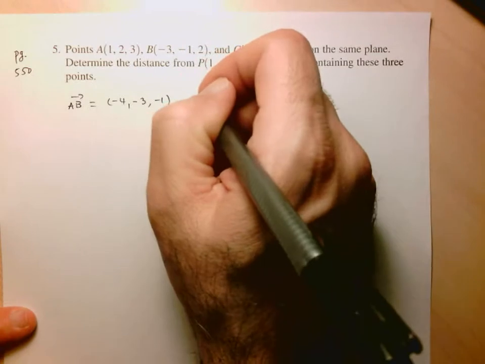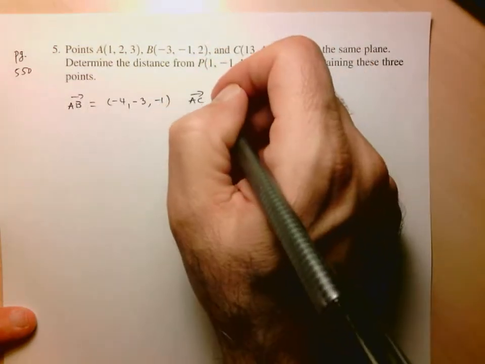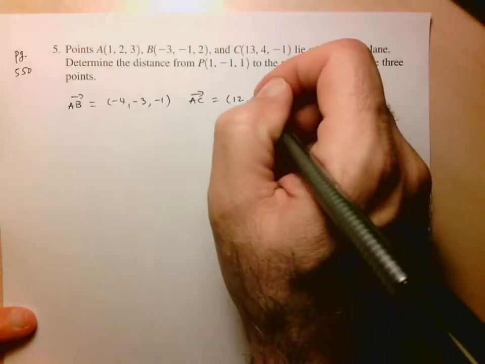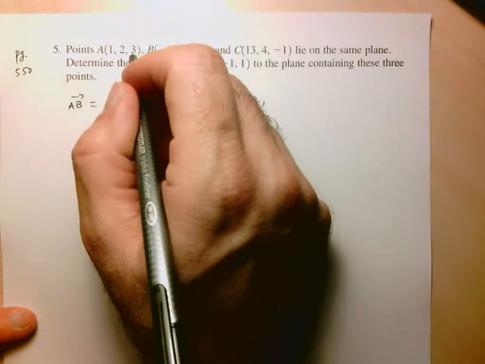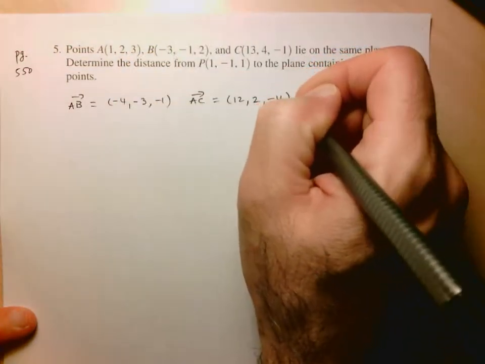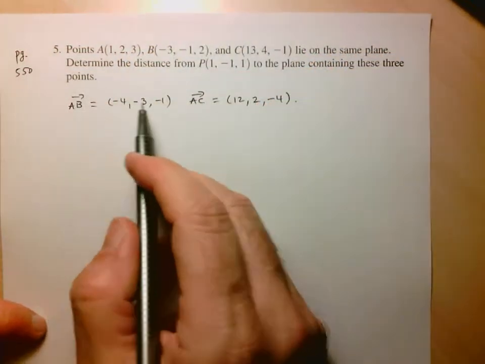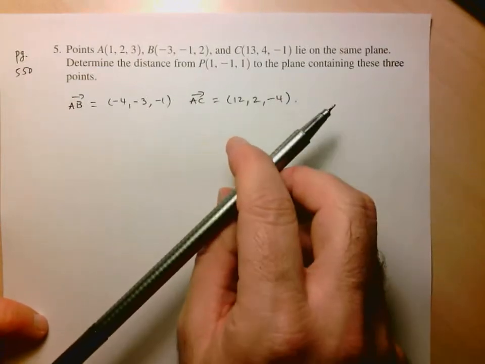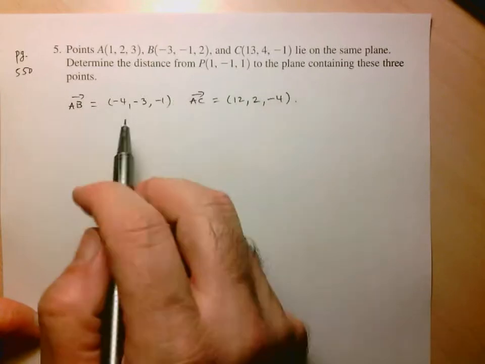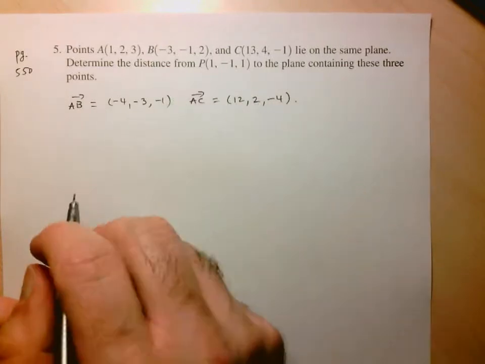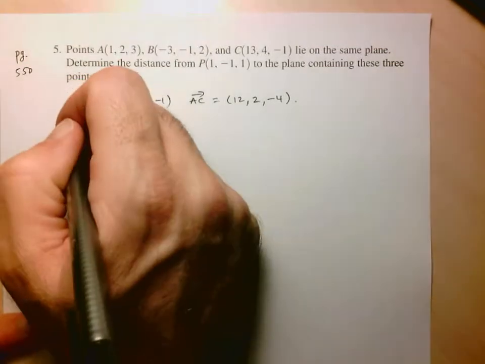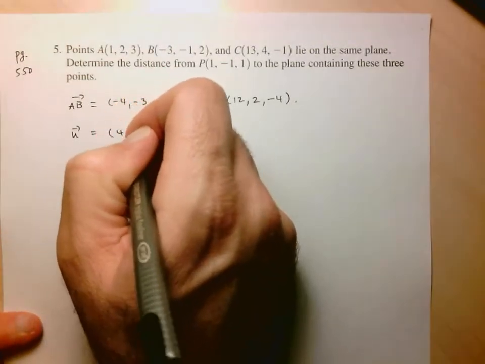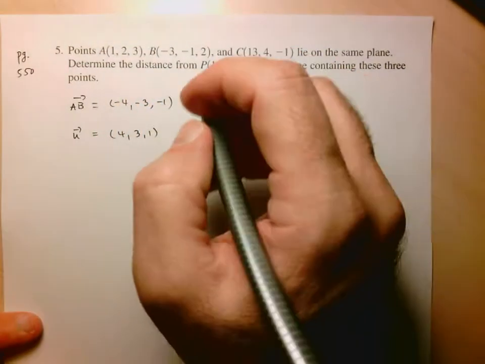Okay, and then I'll take the vector AC. So 13 minus 1 is 12, 4 minus 2 is 2, and -1 minus 3 is -4. Okay, now I could use these vectors, but again, I need any vectors that can lie on the plane. Okay, so we know that any scalar multiples of these can also lie on this plane. So instead of using AB, I'll use this vector U and turn this into 4, 3, 1, so I can work with the positive version.